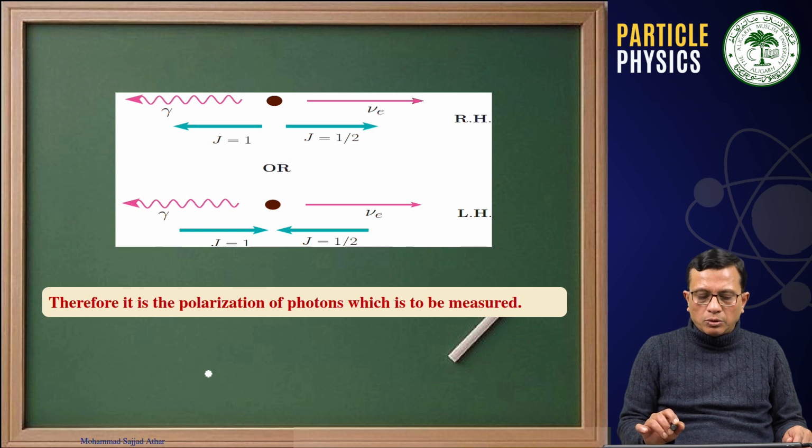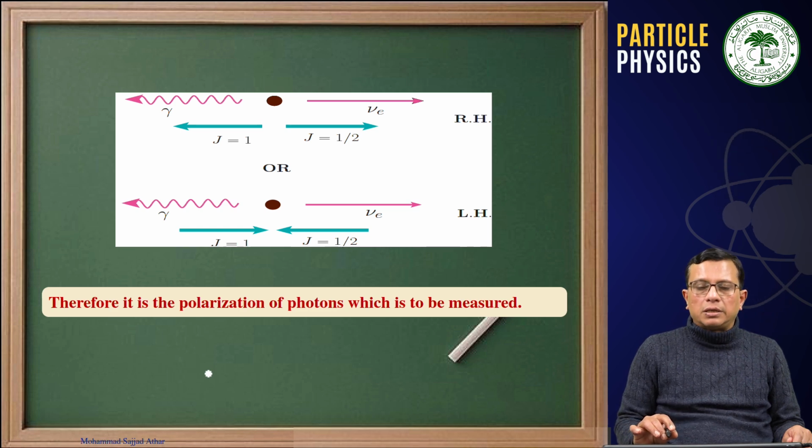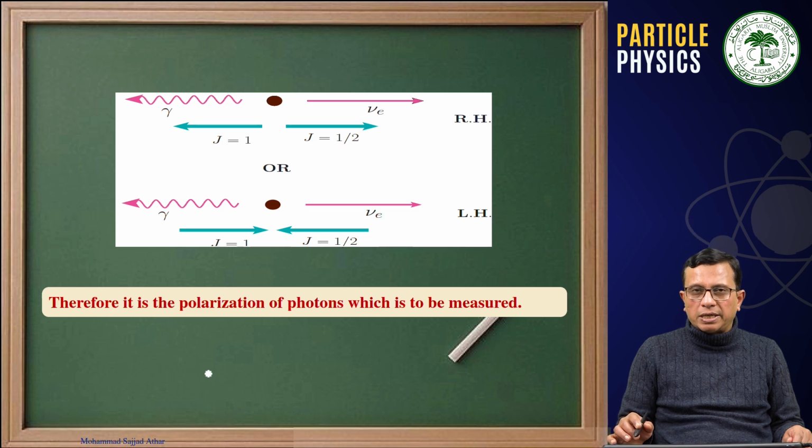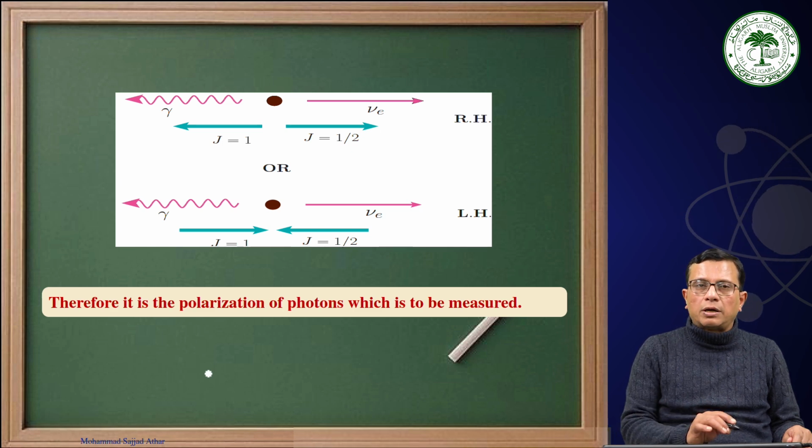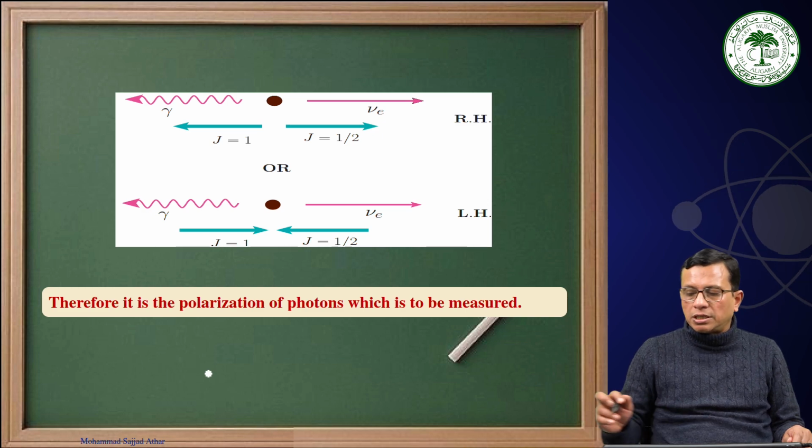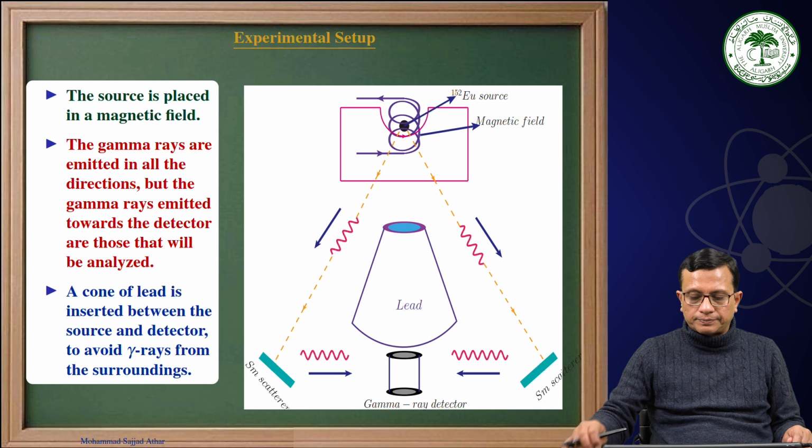Therefore, what you are noticing is that we have to measure the polarization of the photon to infer about the neutrinos, whether neutrinos are coming in the right hand side direction or in the left hand side direction. This will be opposite to the direction of the emission of the photon.